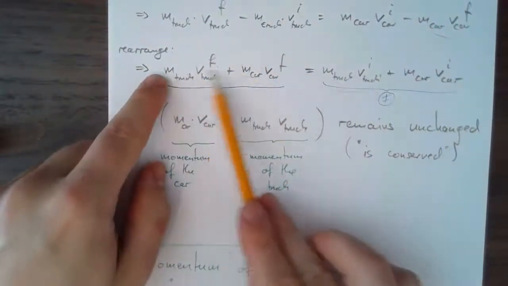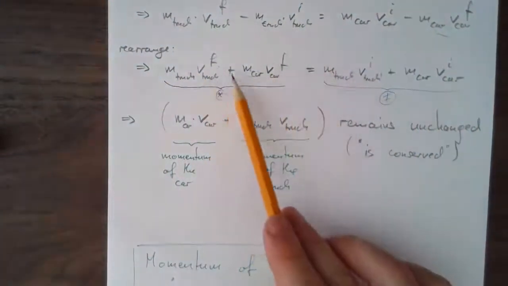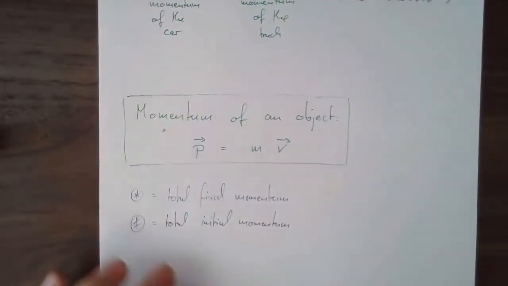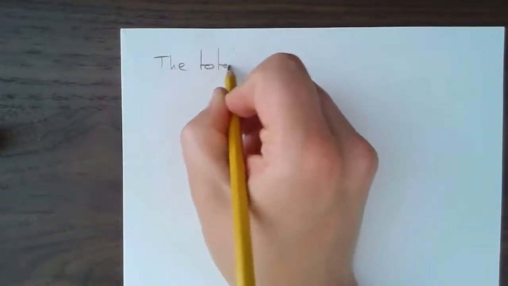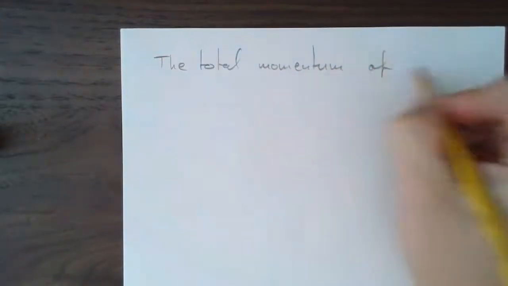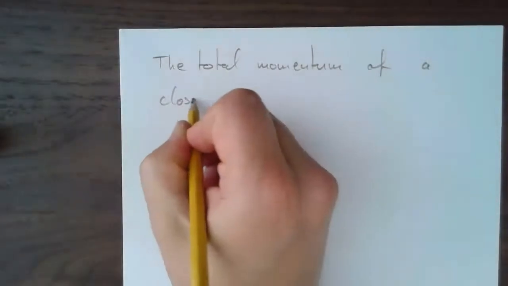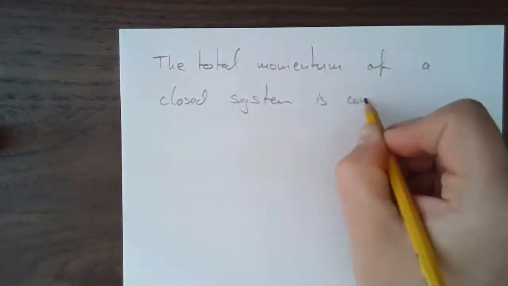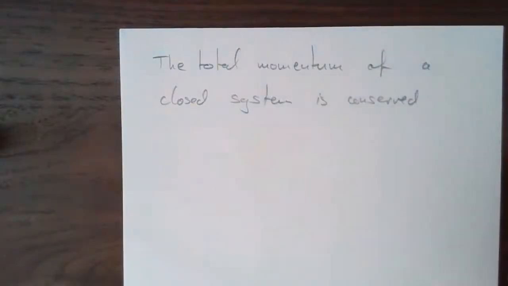Don't know how much of it is here, how much of it is here, or are they even both positive? Is one positive or negative? Well, I don't know, but what I do know is that the sum is conserved. Let's make this a bold statement: the total momentum of a closed system is conserved. This is our statement.